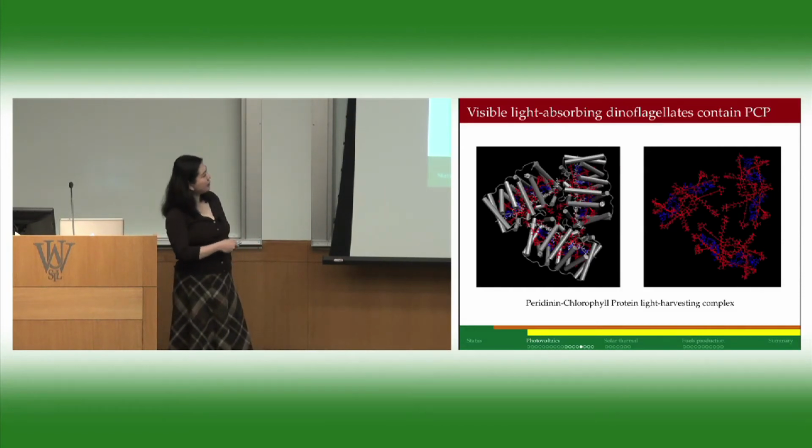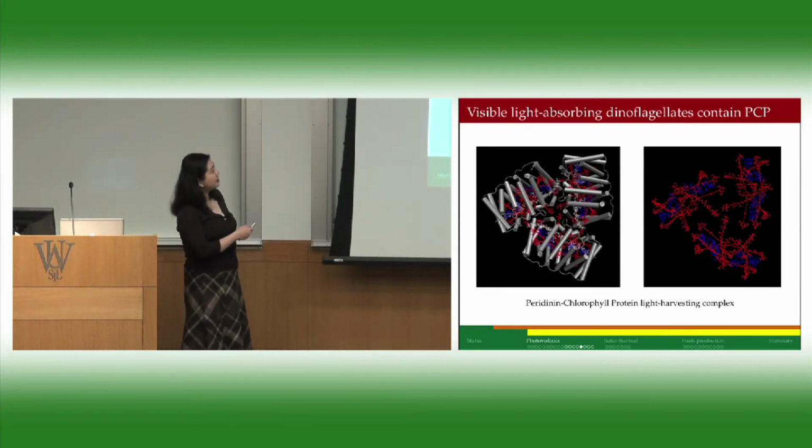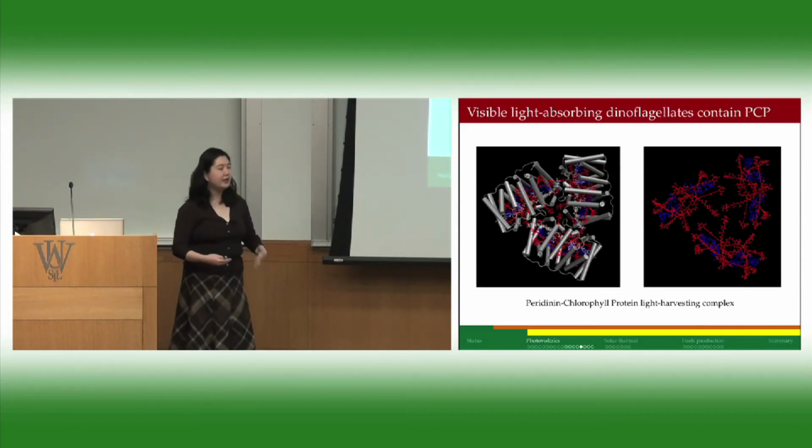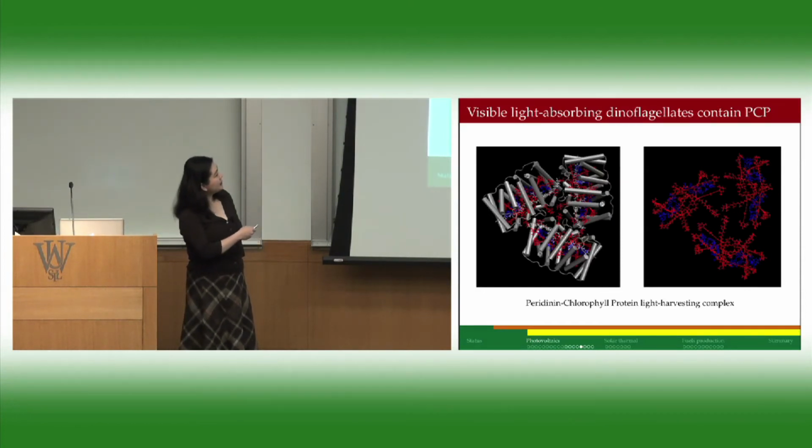This is one that we've been working on quite a bit in our lab. It's called the peridinin chlorophyll protein complex. This is in dinoflagellates, so algae. And you can see here, the gray is actually a protein scaffold that surrounds it. I know it looks like a bunch of cylinders, but it's really a protein, and there's a bunch of little pigments inside it.